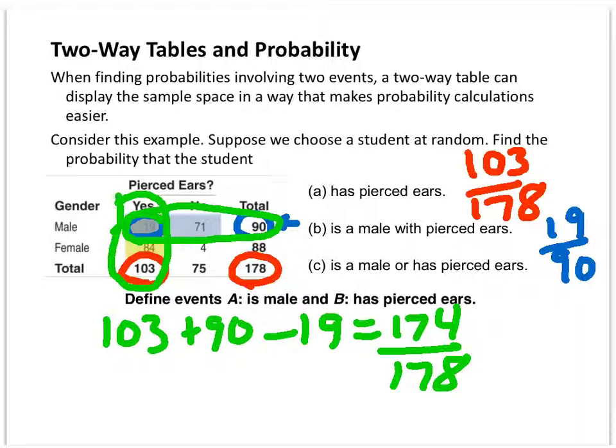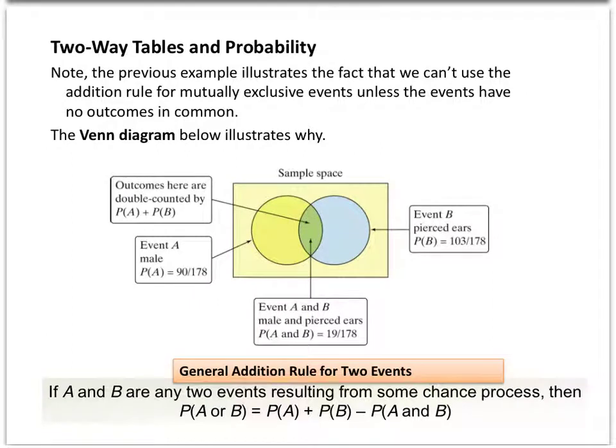So this is an example of how to use probability with a two-way table. And usually just simple logic and reading the problem carefully will allow you to solve the problem. So the previous example illustrates why we can't just use the addition rule when there's overlap.